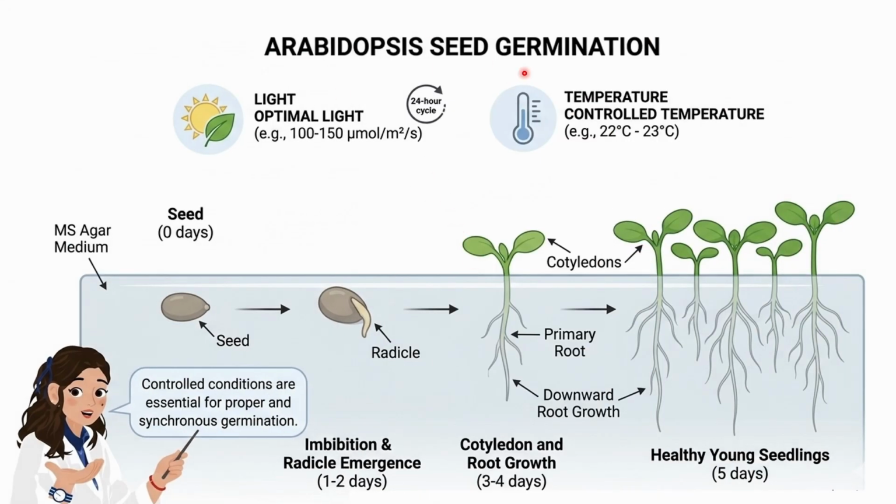So this is just an overview of how Arabidopsis seed germination occurs. So we have the Arabidopsis seed on MS agar, which is day 0, no radicle emergence, no plumule there. Now we have the radicle emergence within the first 24 to 48 hours. Then the cotyledon growth happens within 3 to 4 days, and we have healthy young Arabidopsis seedlings at 5 days. We need to make sure that the temperature is controlled around 22 to 23 degrees Celsius, and the light intensity is about 100 to 150 micromole per meter square per second.